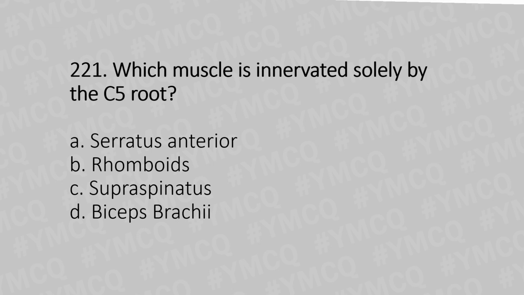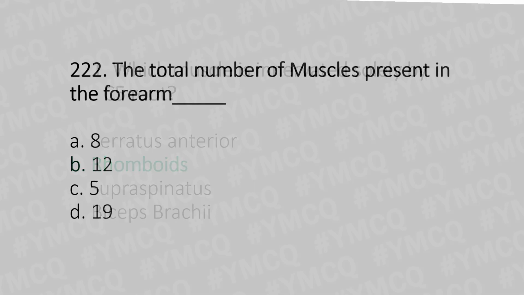Now let's move to question number 221. Which muscle is innervated solely by C5 root? Option A, serratus anterior. Option B, rhomboid. Option C, supraspinatus. Option D, biceps brachii. And the answer is option B, rhomboids.